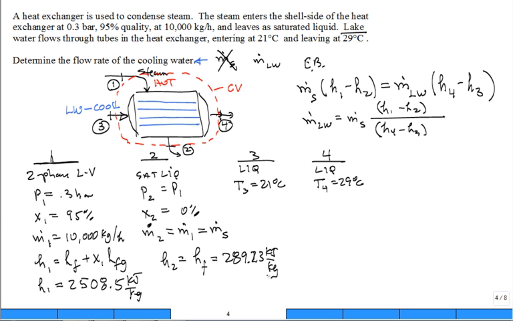Okay. Now the enthalpy at state 3. Liquid water at 21 degrees C. H of F at 21 degrees C, which comes in at 88.14 kilojoules per kilogram. And H4, that's liquid water saturated, it's an approximation, H of F at 29 degrees C, which comes in at 121.61 kilojoules per kilogram.